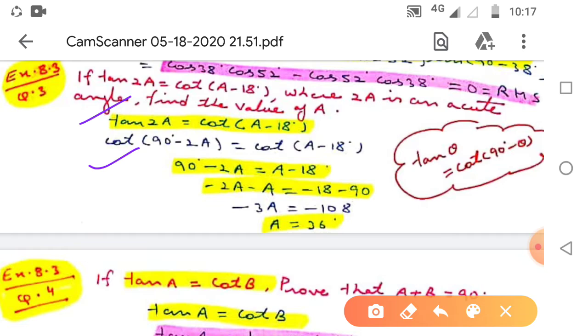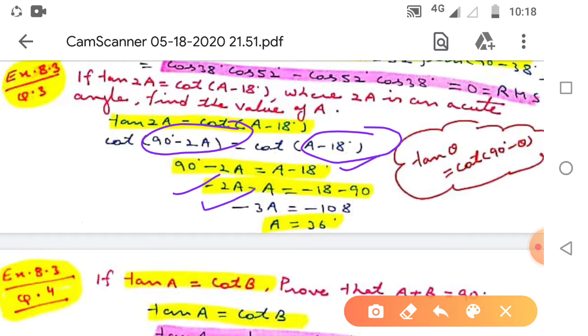On the right hand side we have cot a minus 18. So left hand side cot, right hand side cot. You can compare these two angles. That is 90 minus 2a is equal to a minus 18, so minus 2a minus a is equal to minus 18 minus 90, and ultimately the value of a comes to 36.